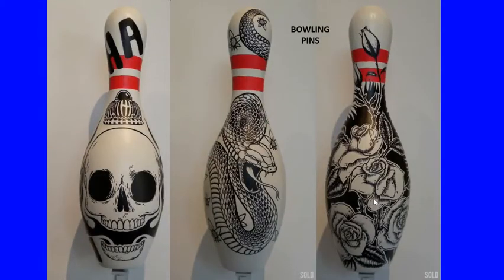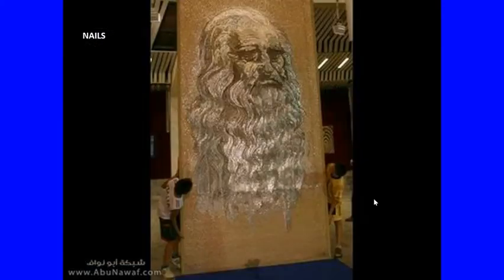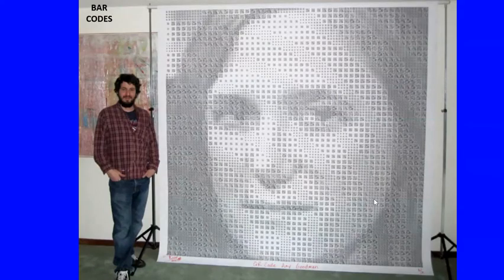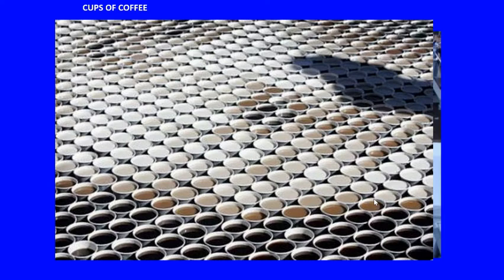I found this guy online. He draws on bowling pins and sells them. This guy hammers nails into a piece of wood. That's his art. That's a portrait of Leonardo da Vinci. This guy made portraits out of barcodes. Somebody made the Mona Lisa with cups of coffee, and if you look close, some of the cups of coffee are just milk, some are just coffee, and some are a variation of light coffee, dark coffee, depending on how much milk and coffee are in it.